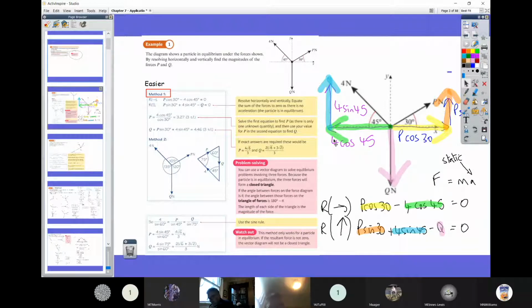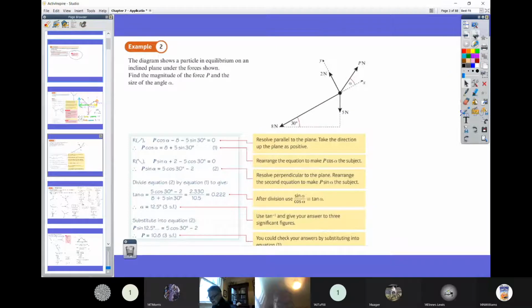Do you see what they've done? They've got P going off to the right, and they've moved Q over to the end of P coming down, and then 4 to complete the loop. Because they all cancel out, they form a triangle, and then they've done the sine rule on that. You can do that, but it's A, longer, and B, you're moving away from mechanics. You're moving back to pure, really. So I would stick to method 1.